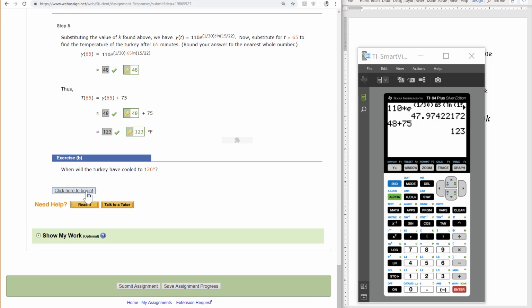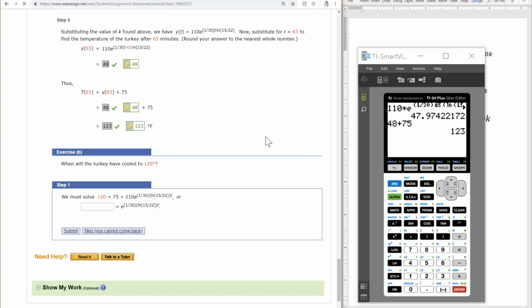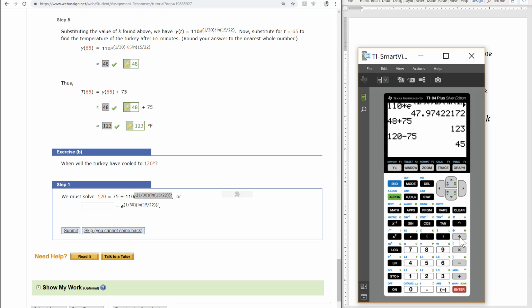Okay, so now the last part is when's the turkey going to be cooled to 120 degrees so that people can eat it? And so 120 degrees, it looks like they're solving for t, and t is in here somewhere. So they start off by isolating this e, and then they're going to take the ln of both sides, I would assume. And so first thing we want to do is take 120, and then subtract out 75, and then after that we want to divide by 110.